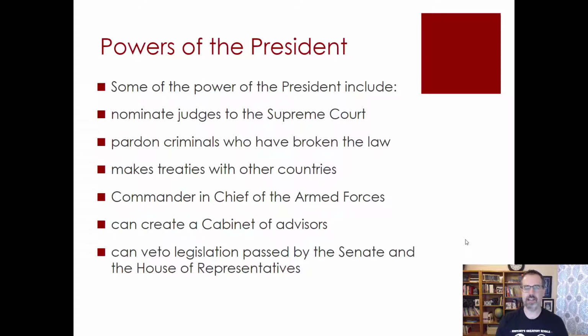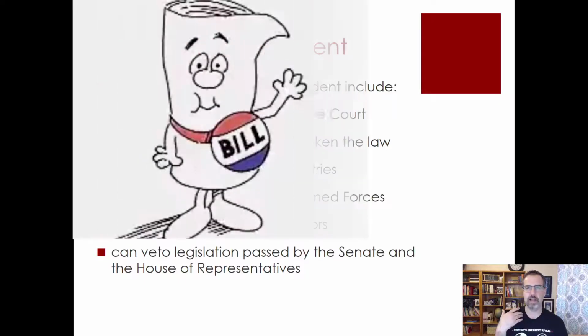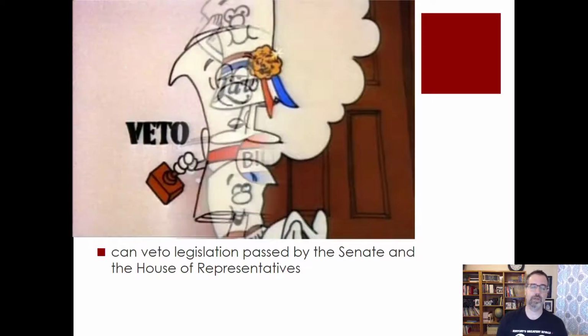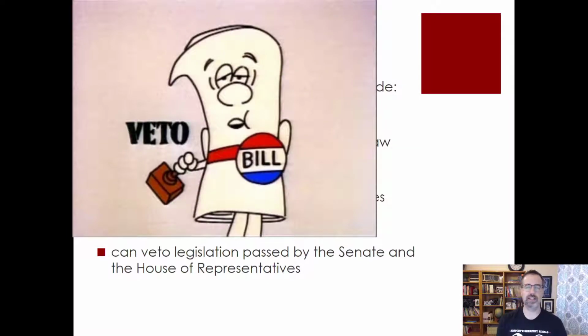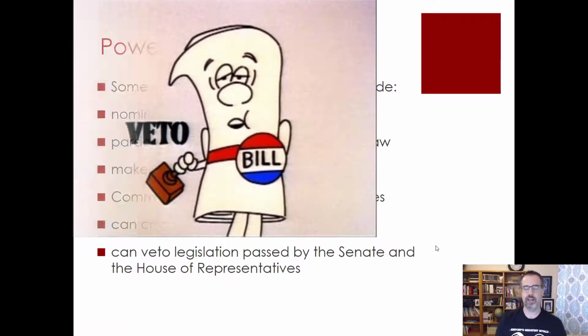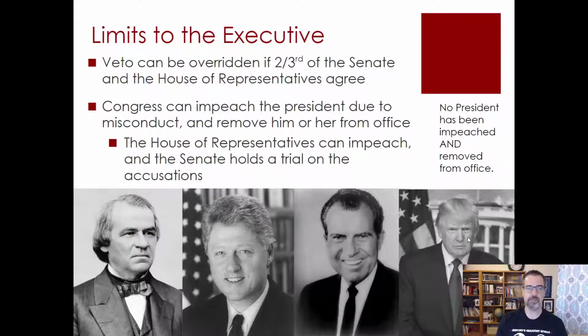And then the other one is that the president gets to decide on laws. So the House and Senate will send the president a proposed law. It's called a bill, and the president can either sign it into law or the president can veto it, which means he or she is rejecting that proposed law, that bill.